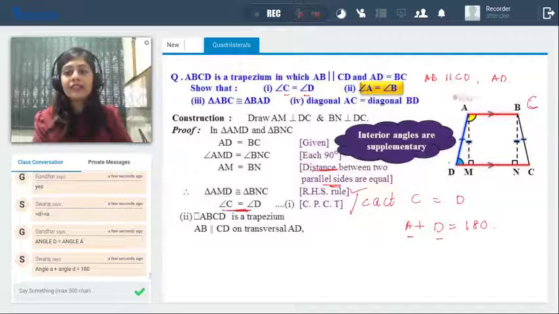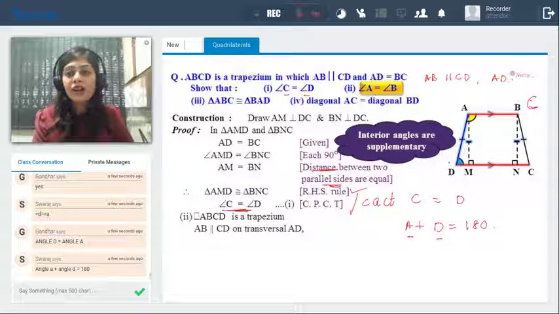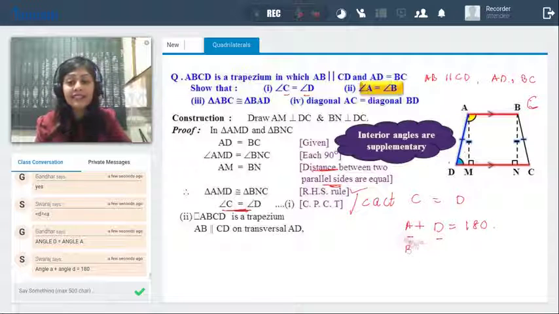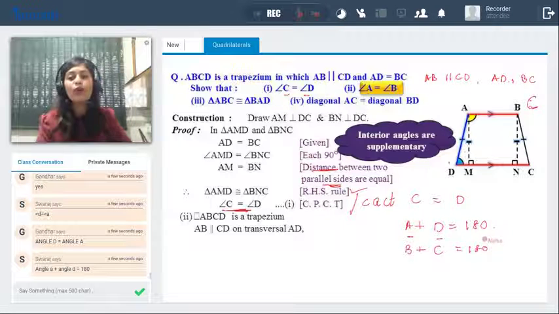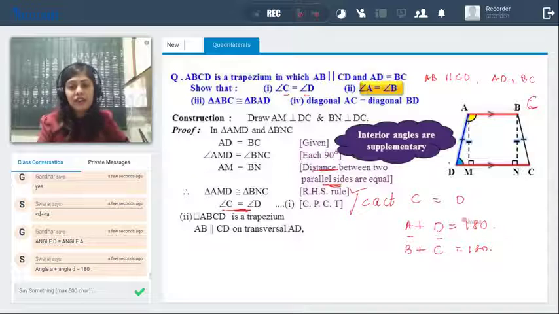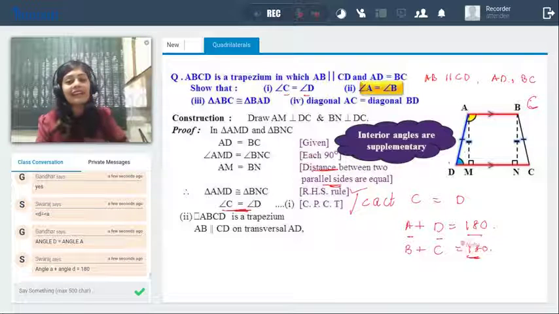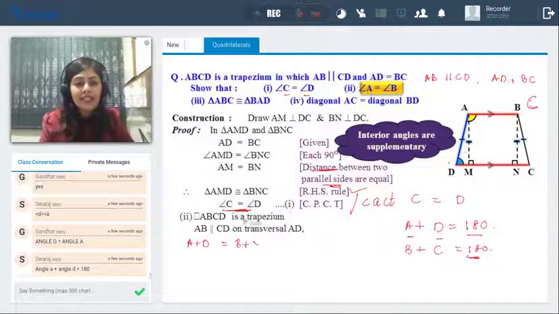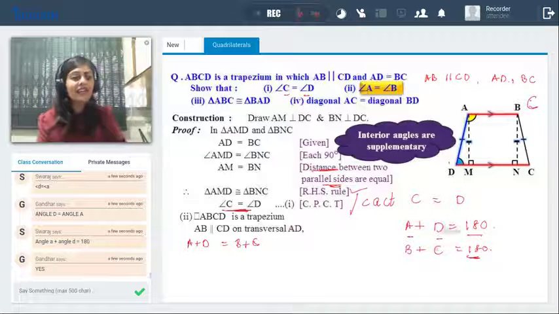AB parallel to CD and now on transversal BC. Now we are looking at transversal BC, and the same way, angle B and angle C are also co-interior angles. So now if you observe, students, since the right hand sides are equal, can I safely say A plus D is equal to B plus C? Yes, always when the right hand sides are equal, left hand sides have to be equal. A plus D is equal to B plus C.